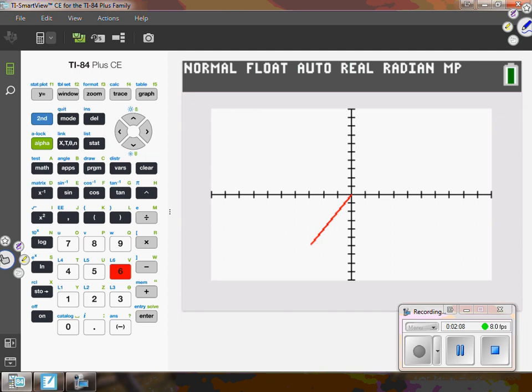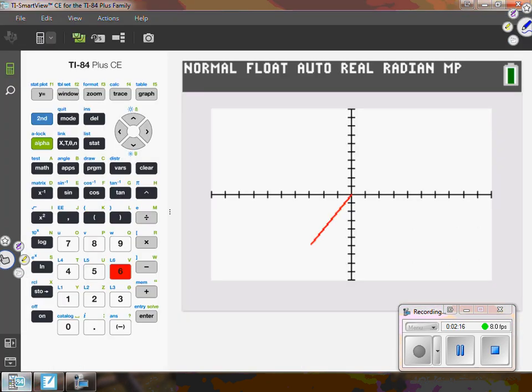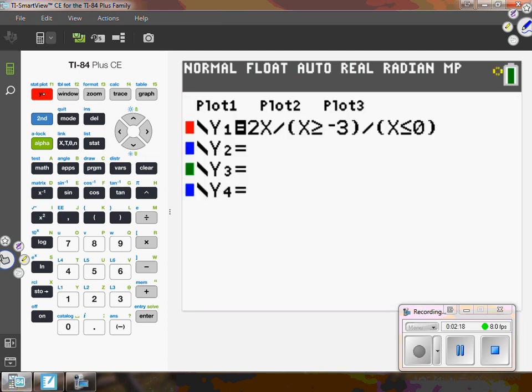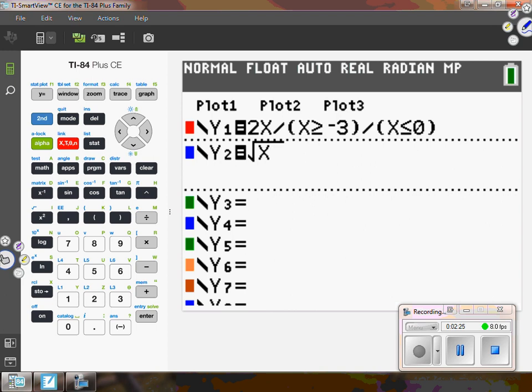All right, now we want to transition to the square root function from 0 to 4. So for that, I'll go back to the calculator, y equals, go down to y2, and put in the square root of x. Make sure you arrow out of the square root to the right. Then go ahead and do the two domains. So we have to hit slash, which is division, parentheses.